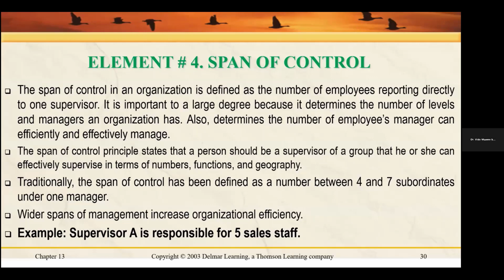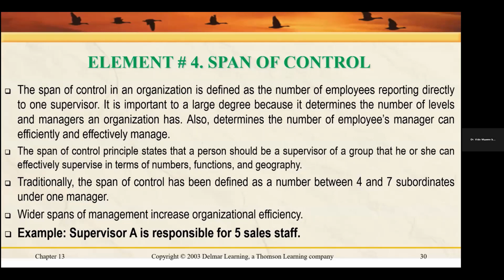But a wider span of management increases organizational efficiency. So for example, supervisor A is responsible for 5 sales staff. Okay, so we have this type of span of control. We have wider span of control. We also have narrow span of control.